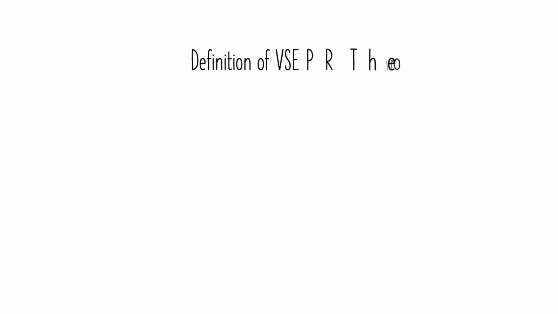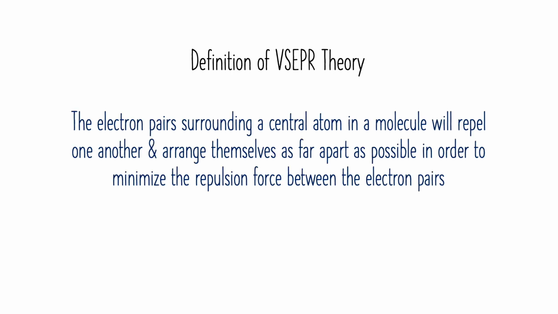By definition, VSEPR theory is a theory where the electron pairs surrounding a central atom in a molecule will repel one another and arrange themselves as far apart as possible in order to minimize the repulsion force between the electron pairs.